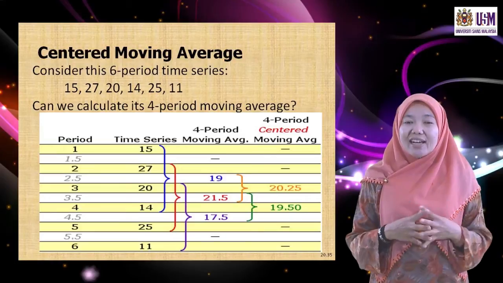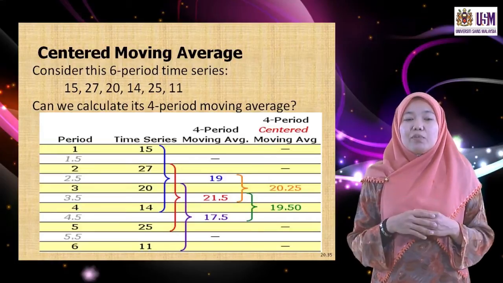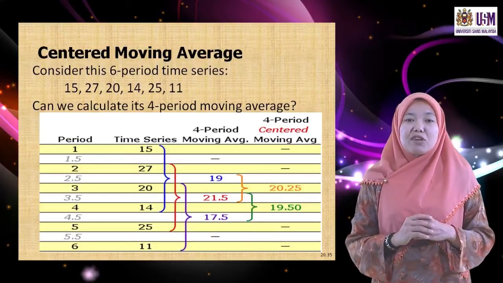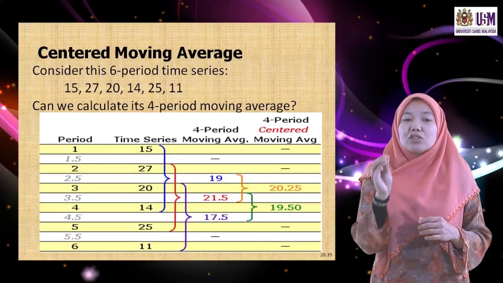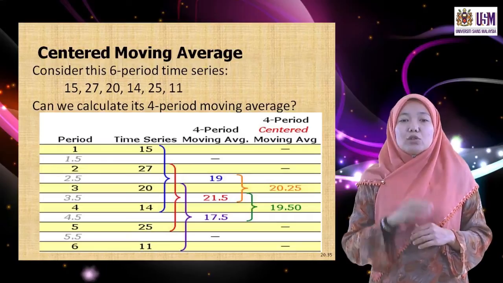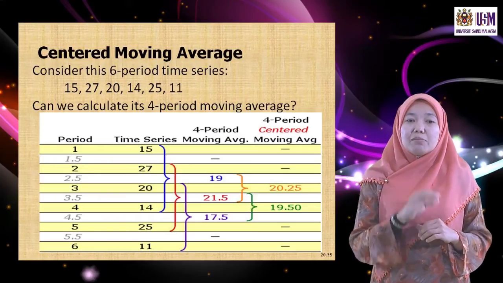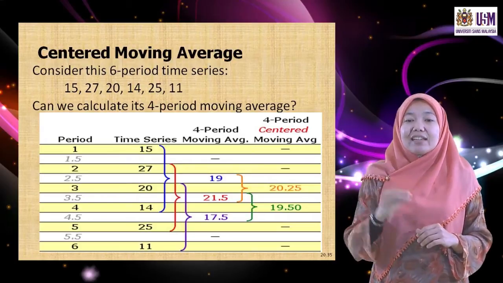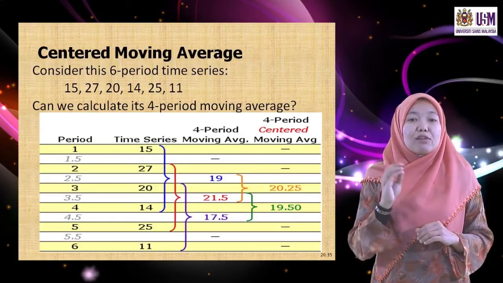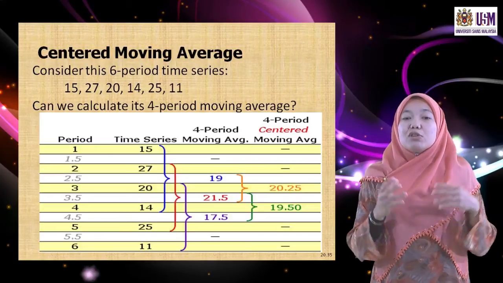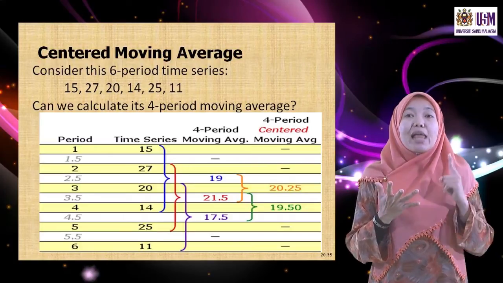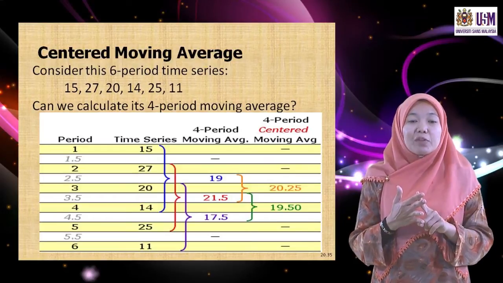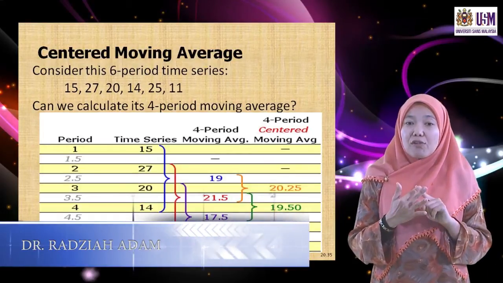How do we calculate this? You see that each observation in your time series belongs to a certain time period. 15 is in time period number 1, 27 is in time period number 2, 20 is time period number 3. So if you calculate, in the third column, the 4-period moving average, you need to add 15 plus 27 plus 20 plus 14, add them together and divide by 4.